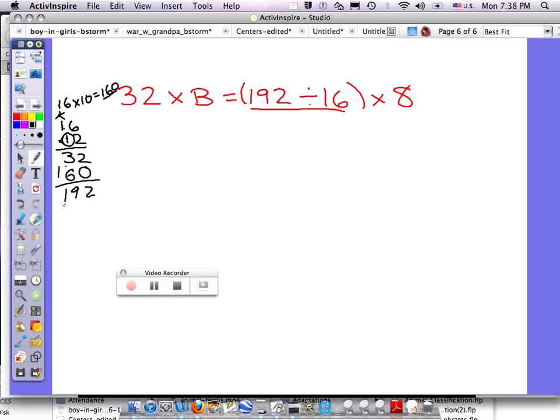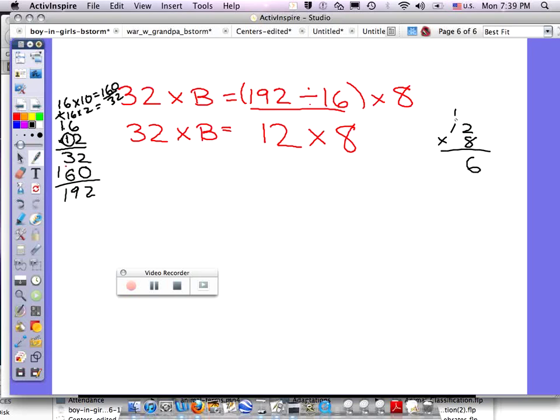And that's 192. And you could have thought 16 times 2 times 10 is 160. 16 times 2 equals 32. And you would have gotten 192. So I'm going to rewrite that step. 32 times b. After each thing you solve, you rewrite it. Equals 192 divided by 16, which we said was 12, times 8. So now, the next step, if you're watching it step by step, you're going to hit pause here and do 12 times 8.